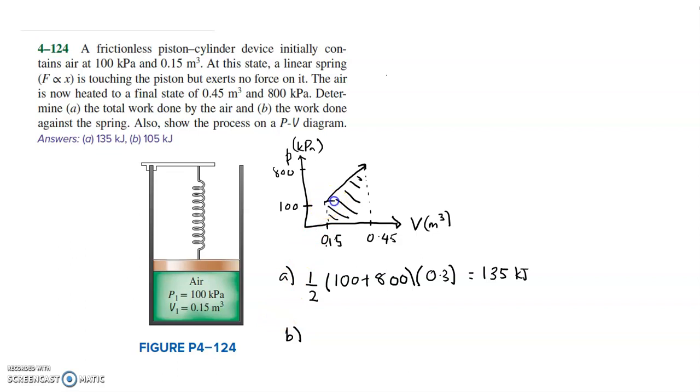So part B, the work done against the spring. It is the triangle here. So 1/2, the difference 800 minus 100, 700, multiplied by the height 0.3. So you will get 105 kilojoule. Okay, I'll stop here.